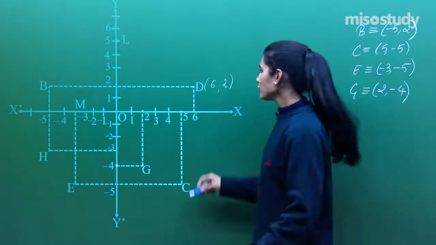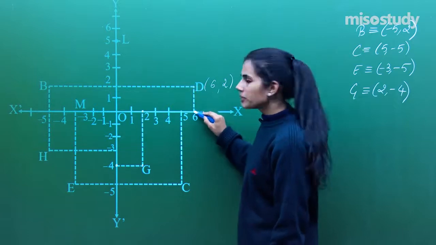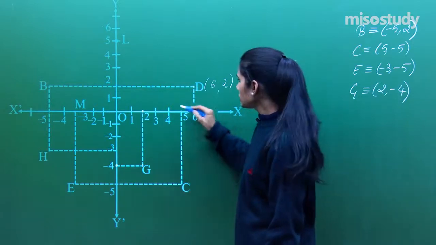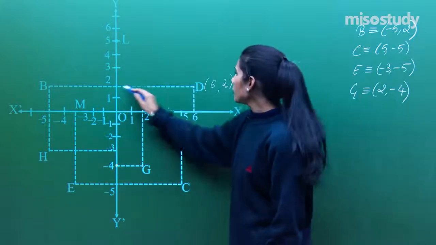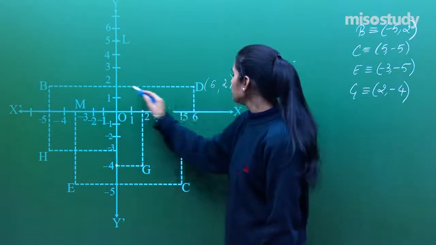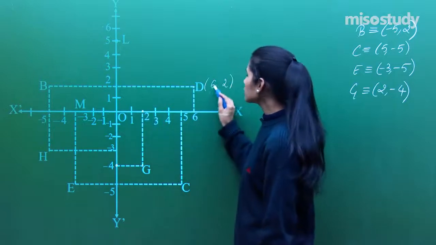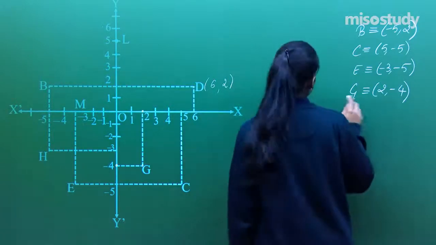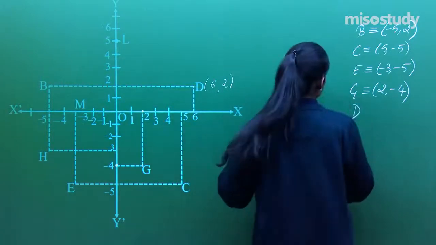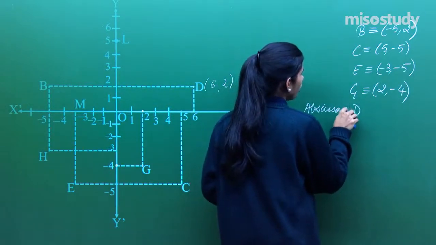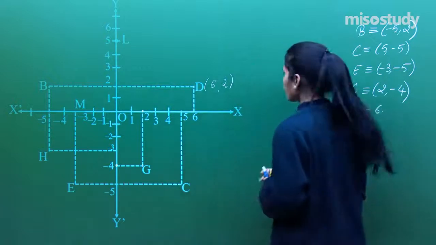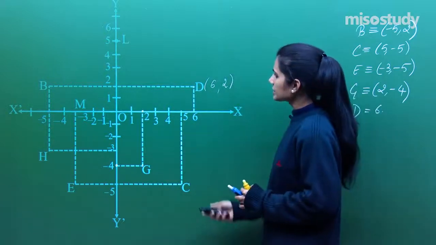Or you can see it like that also: the distance of point D from the x-axis is this much, which is the same as this much, that is 2, so that will be the y coordinate, and the distance of point D from the y-axis is this much, which is 6 units, so that will be the x coordinate. So D is my 6, 2, so the abscissa of D is 6, that means the x coordinate of point D is 6.